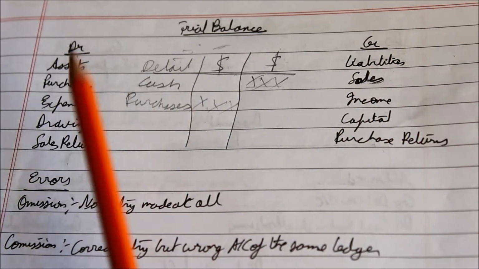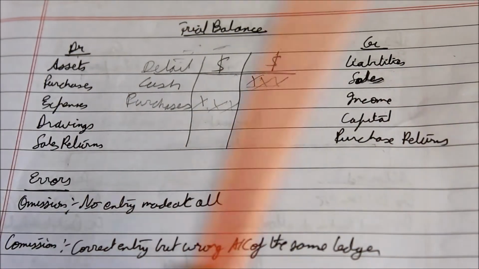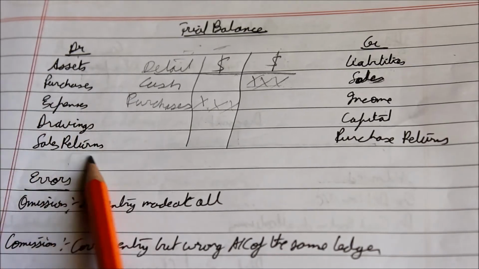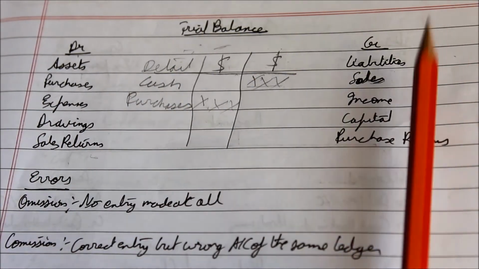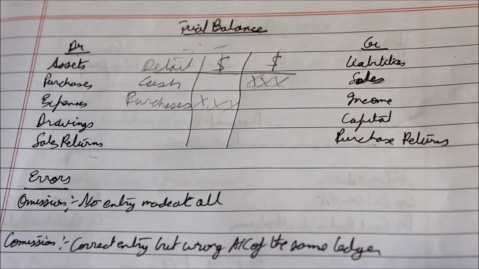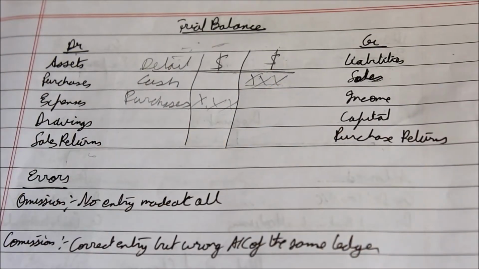Now, each of these debit and credit side of the trial balance have been listed over here. So, in the debit side, there's assets, purchases, expenses, drawings and sales returns. And on the credit side, there's liability, sales, income, capital and purchase returns. These are the list of items which will be included in the trial balance. Let's move on.